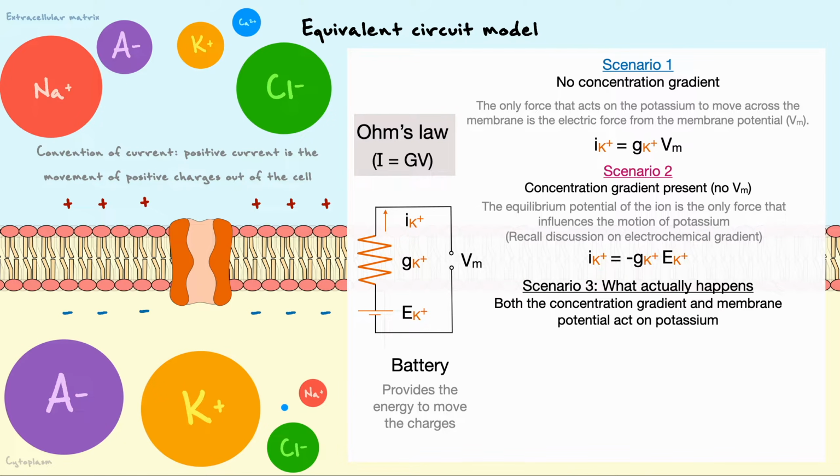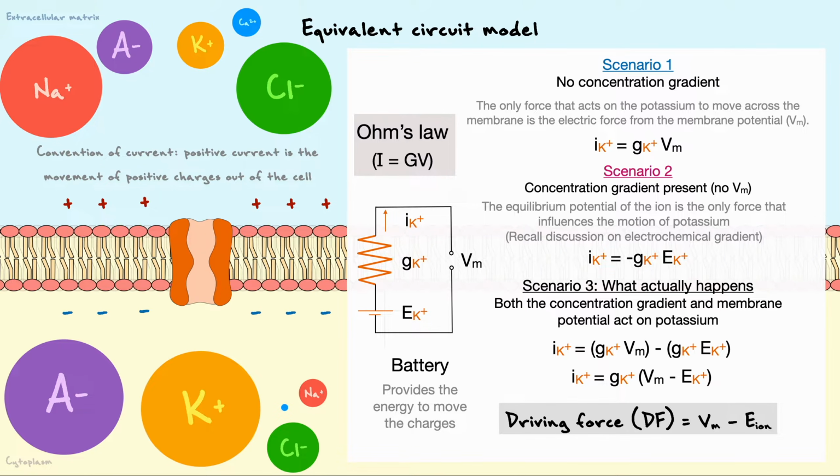Finally, let's consider the scenario where the concentration gradient and the membrane potential both act as forces on the potassium. In this scenario, the net current through the channel will be equal to the sum of the currents found in scenario 1 and 2. By factoring the conductance, we arrive at this expression where the current is equal to the product of the conductance and the difference between the membrane potential and the equilibrium potential of potassium. If you remember from our previous discussion, this difference is what we know as the driving force, which we vaguely define as how much the ion wants to enter the cell.